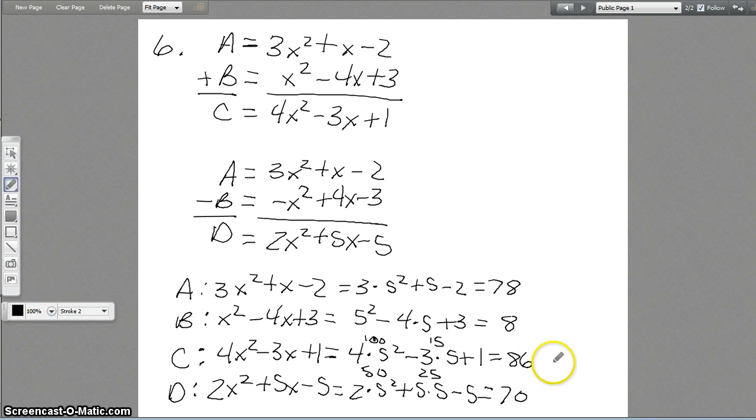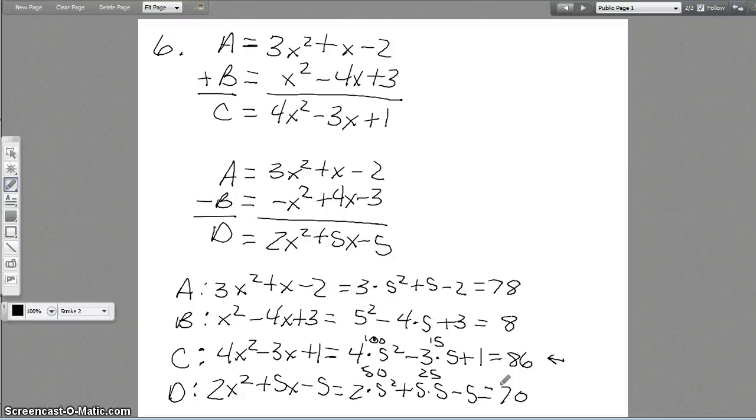I want you to notice that polynomial C, which we got by adding polynomials A and B, the value for polynomial C is equal to the values from A and B added together. Polynomial D, which we got by subtracting B from A, is equal to A minus B, subtracting B from A. 78 minus 8 is 70. So that's what they wanted you to see from this. If you have done all your math correctly, then the values that you get for the polynomials when you plug in 4 or when you plug in 5 should be what you would get if you just plugged them directly in and added them together.